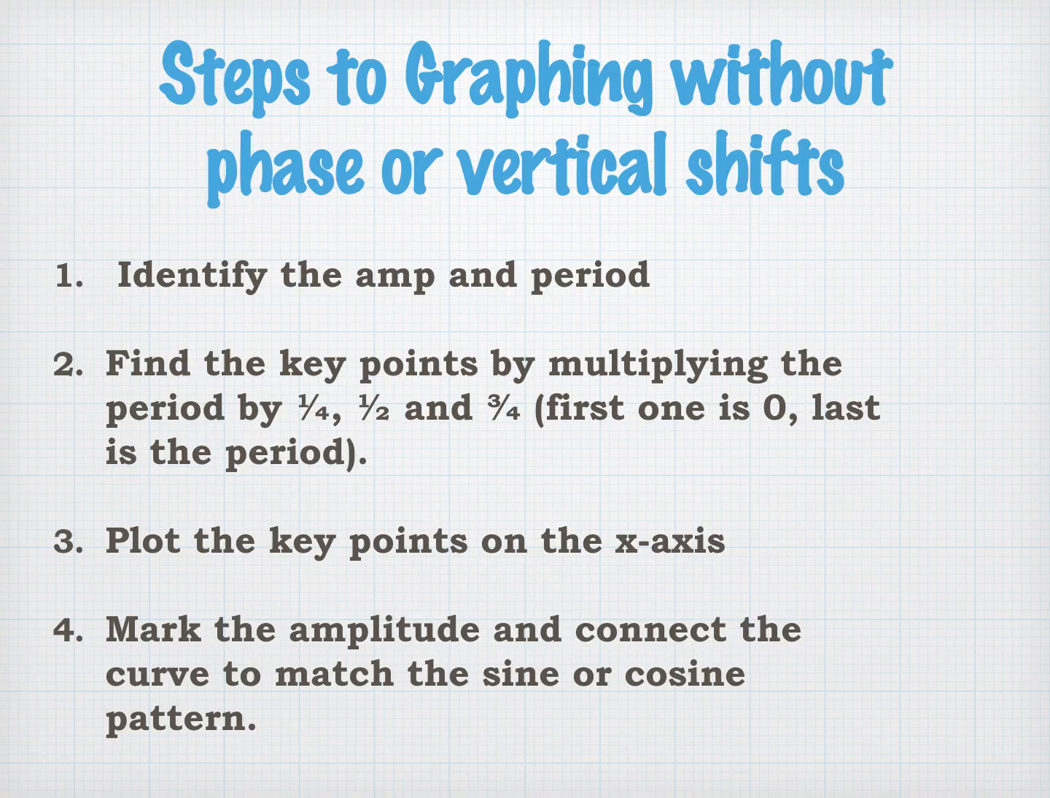So to graph basic sine or cosine functions, this is how I do it, exactly in this order. I first find the amplitude and the period, and then I find the key points by multiplying the period by 1/4, 1/2, and 3/4. This is because if you look on a unit circle, this is where the numbers come from.